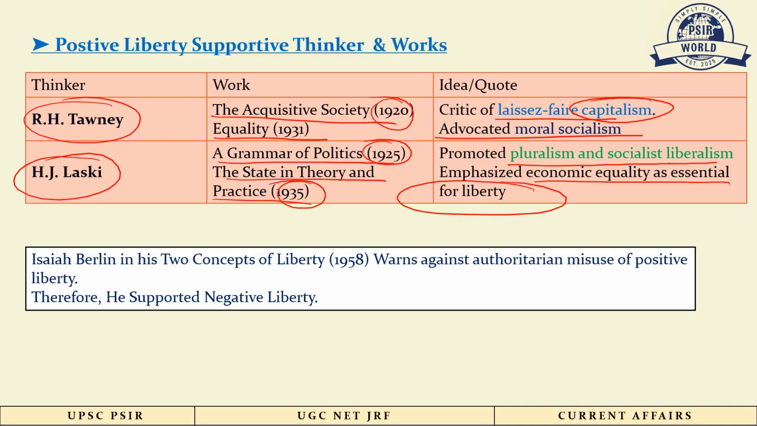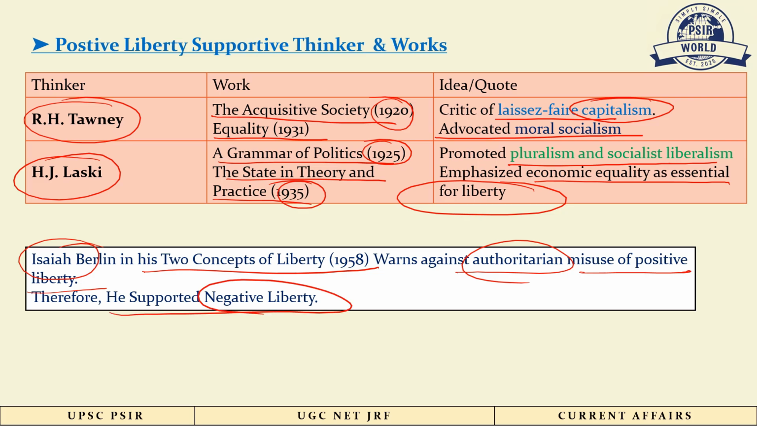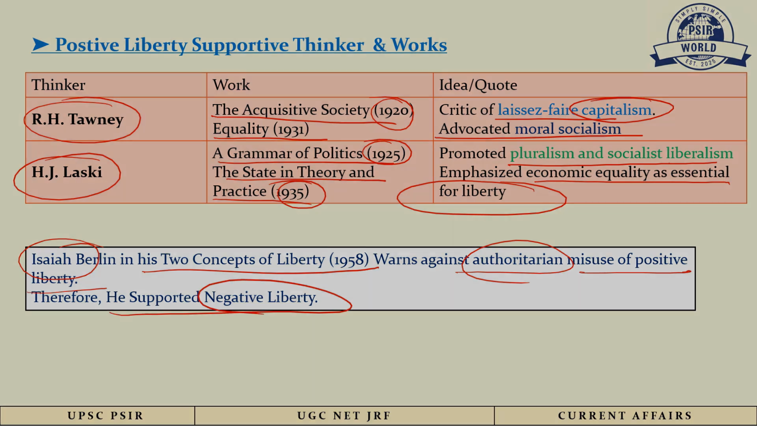Now, one important point to remember is that Isaiah Berlin, in his Two Concepts of Liberty, warned against the authoritarian misuse of positive liberty. Positive liberty gives the state the authority or power to intervene in individual life, so it can be misused by the state. Therefore, he supported negative liberty because it protects the individual from state interference.